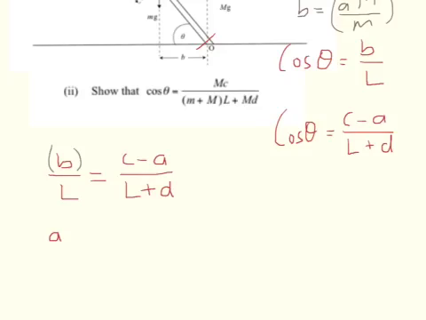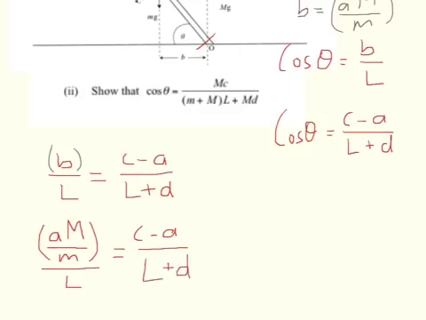So it's going to be A capital M over little m, all of that divided by L, equals C minus A over L plus D. Okay, so I'll write that in. L plus D. My A could look like a bit of a squash D, but just be careful there. And we can simplify this and rearrange a little bit. I'll do the simplifying first on the right hand side here.